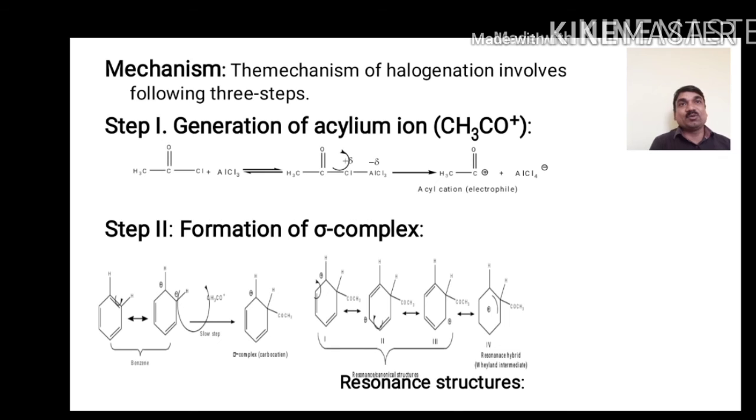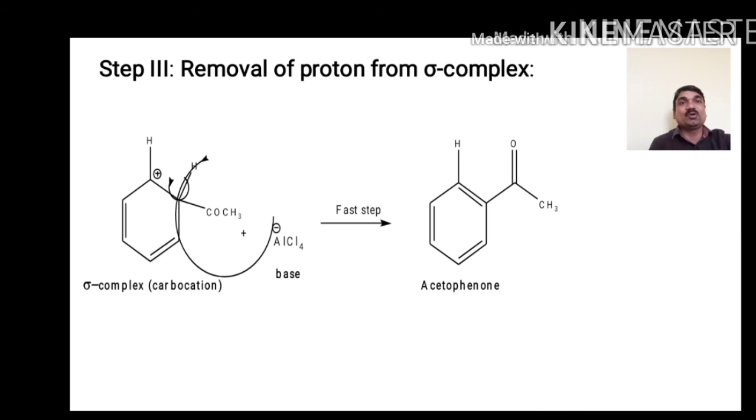Next is the third step, that is removal of proton from the Wheland intermediate or sigma complex to form the product, called acetophenone. Once this sigma complex is formed, it readily gets converted into the product by the loss of the proton, and it results in the formation of acetophenone as a product.